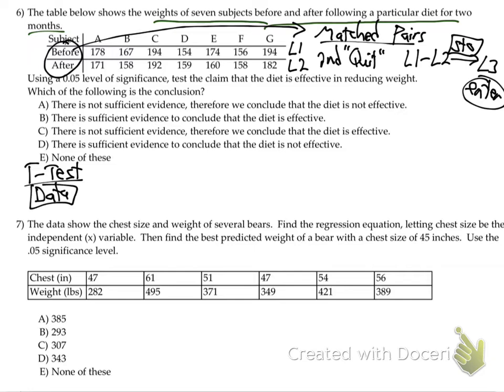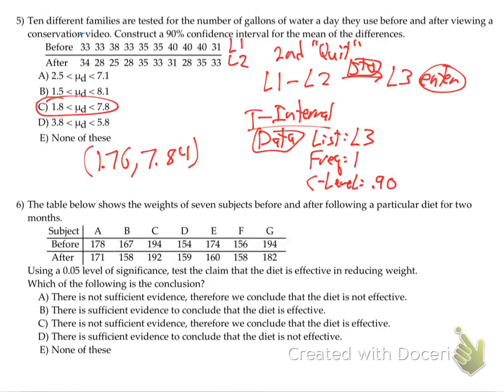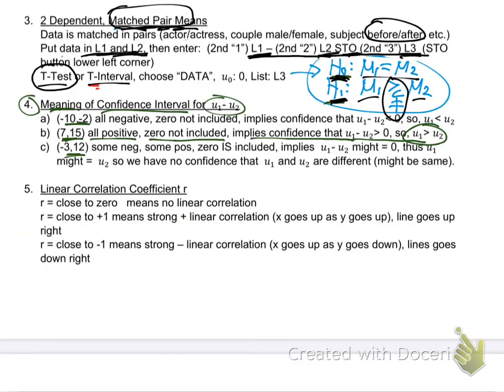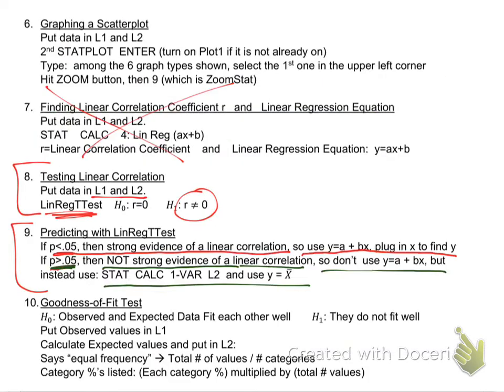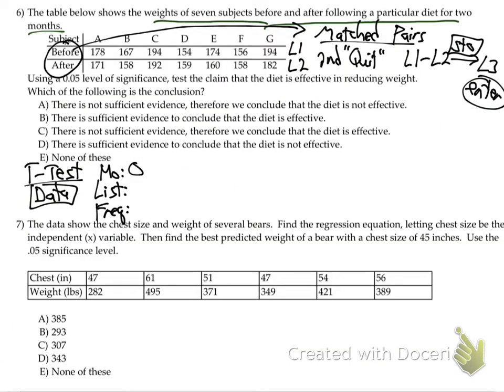So go to t-test, choose data, and it'll ask you mu0, list, frequency. Let's go back and see what it says on the exam notes. It says mu0 is 0, the list is L3, choose data for t-test. We don't do t-interval because we're not doing a confidence interval, but we're doing a hypothesis test, t-test. And then data, and mu0 is 0, and the list is L3, because that's where we put the data. Right here, we put it into L3.